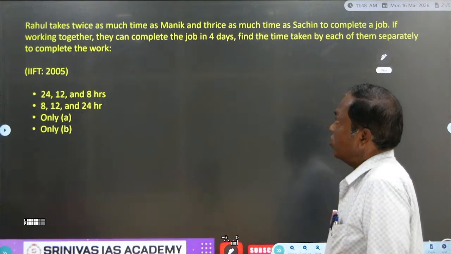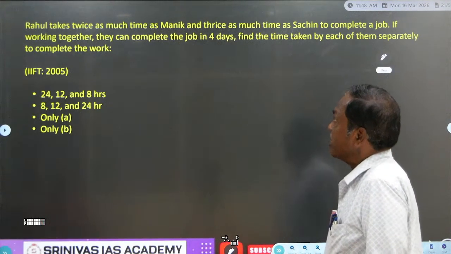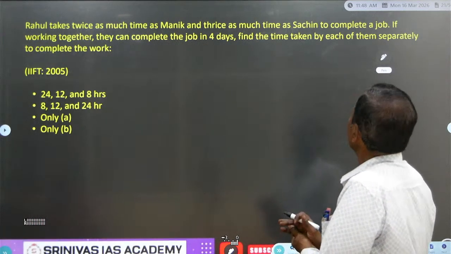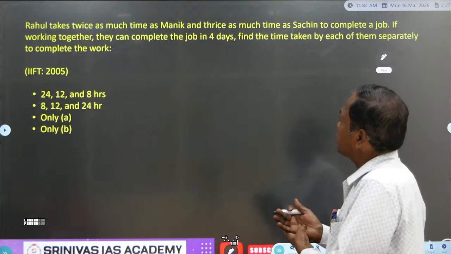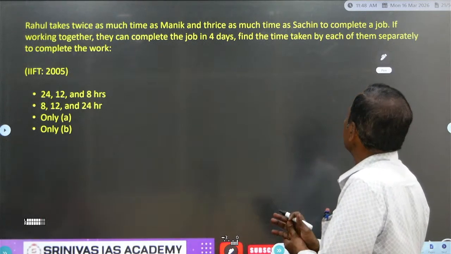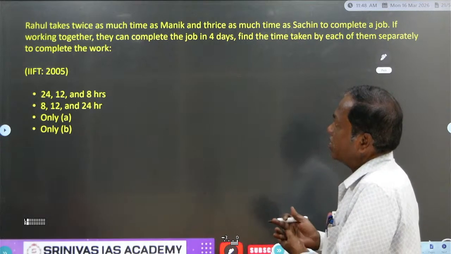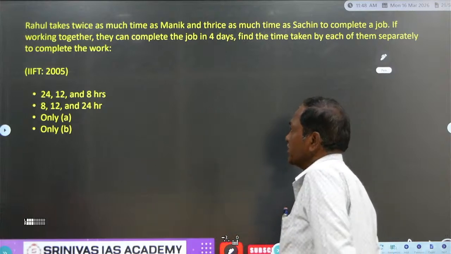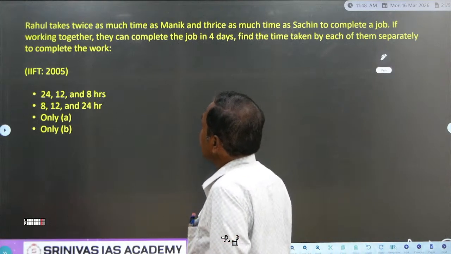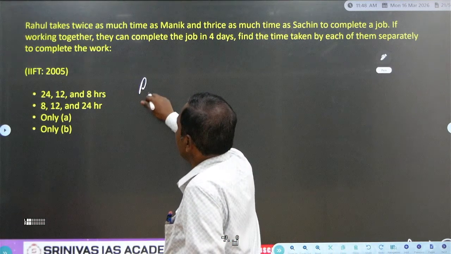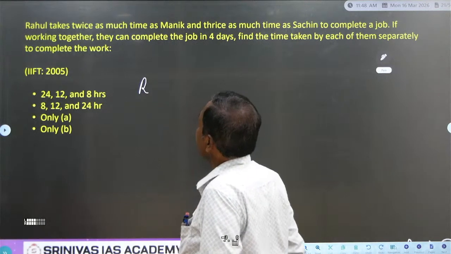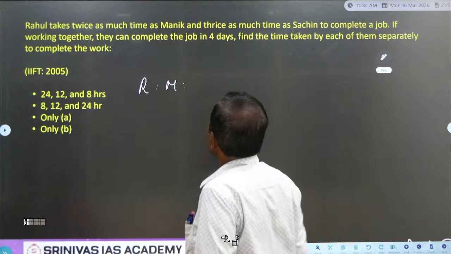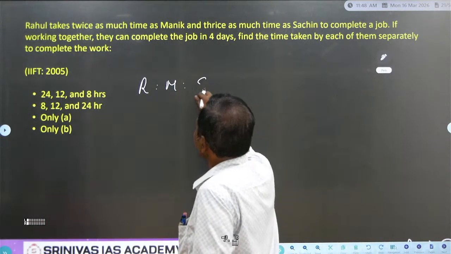Right. Now, Rahul takes twice as much time as Monik and thrice as much time as Sachin to complete a job. If working together, they can complete the job in 4 days. Find the time taken by each of them separately to complete the work. Okay. What is the information you can say? That is, Rahul takes twice as much time as Monik, and thrice as much as Sachin. 3 people are there.